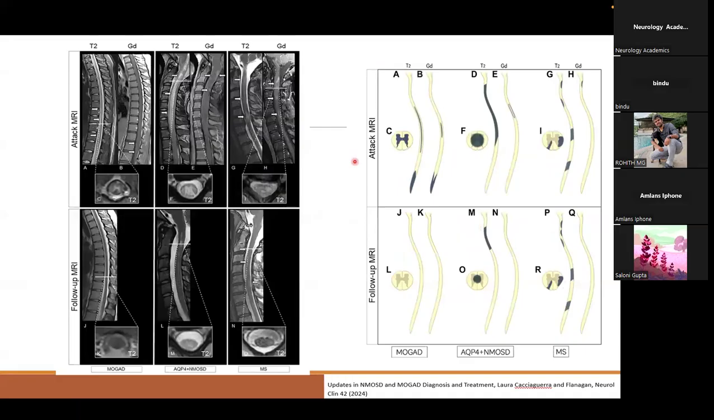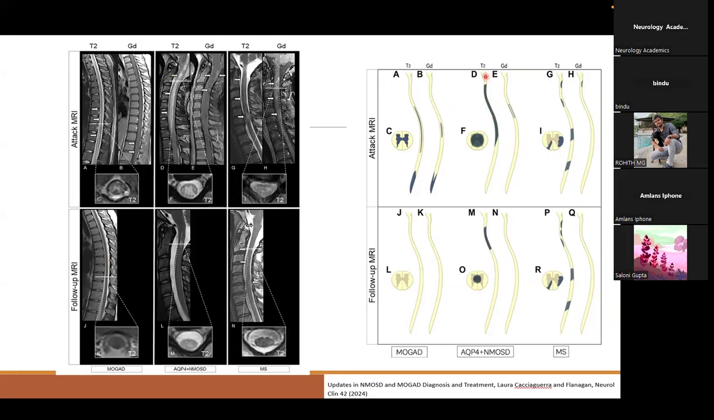And these are the spinal lesions. In MOGAD, it is mainly multiple lesions, and the conus involvement will be there. And on gadolinium, a leptomeningeal type of enhancement or a short central enhancement can be seen in MOG. On follow-up, the cord has not much atrophied, and the lesions have mostly resolved. So this is the pattern in MOGAD.